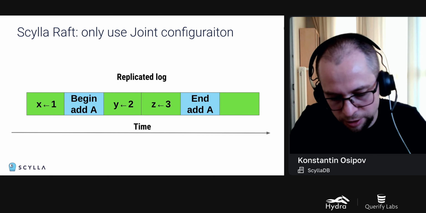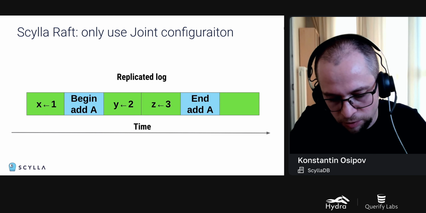As soon as the joint entry is committed, which means that the joint configuration is adopted on the majority of the nodes in the cluster, another entry is added to the log that transitions out of the old configuration, and that instructs every member of the cluster to adopt the final configuration already. And this process is safe even for transitions that replace the entire content of the cluster. It's been proven that it is safe.